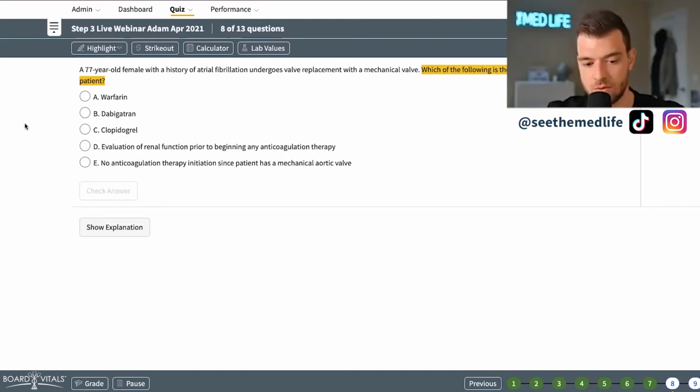So the 77-year-old female with a history of AFib undergoes valve replacement with mechanical valve. So this is a straight up kind of cardiology question. What is the anticoagulation therapy for a patient with a mechanical aortic valve? Or I guess with AFib and has the mechanical valve replacement. Yeah. So 2 indications here. It doesn't specify she's actively in AFib or previously, but a lot of people are putting B.